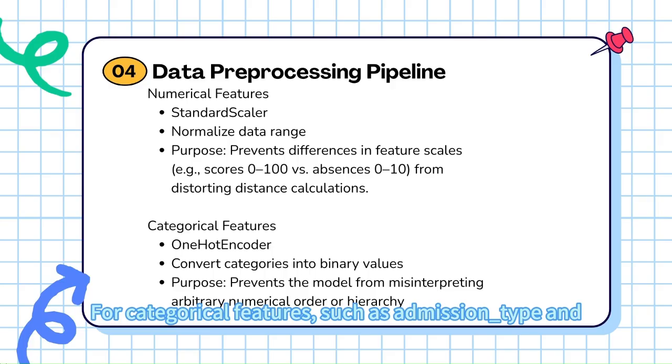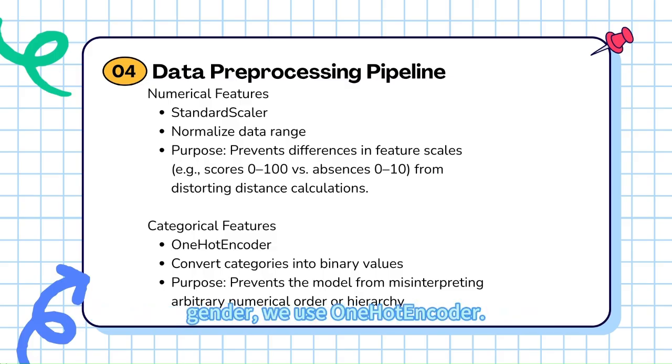For categorical features such as admission type and gender, we use OneHotEncoder. OneHotEncoder converts categories into binary values. This is important because categorical data shouldn't be treated as ordered numbers. For example, admission type is only a category. It doesn't mean that one admission pathway is greater than another pathway. So this preprocessing step helps the model understand the data correctly.